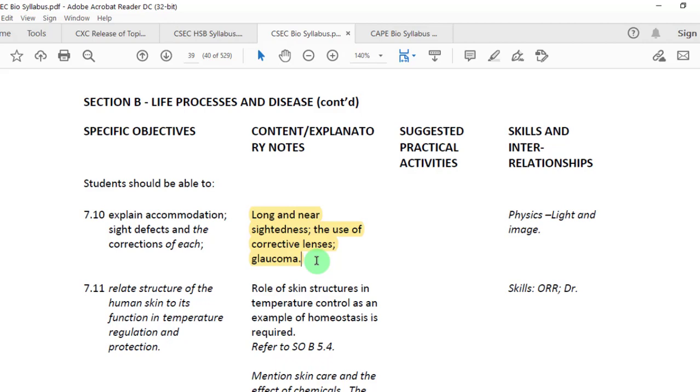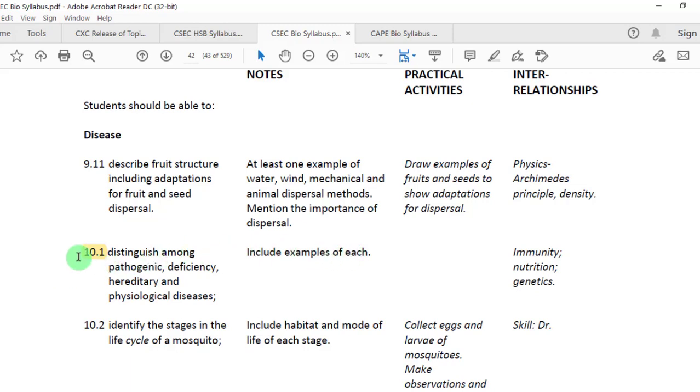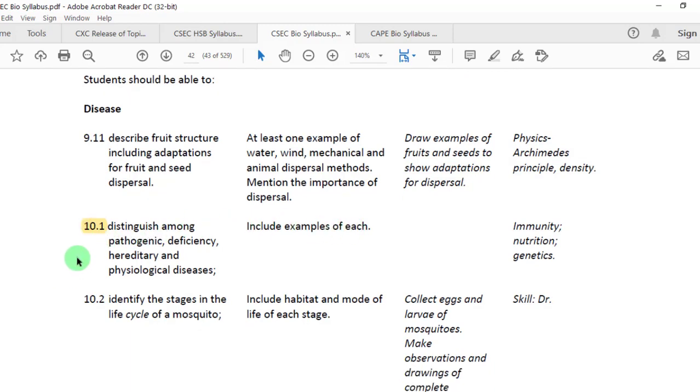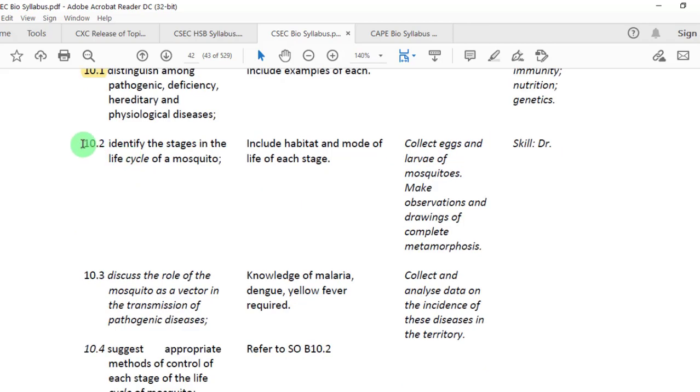The next topic is disease. So let's take a look at that. So as for paper 2, you are looking at the objectives 10.1, anything with 10, 10.1, 10.2, etc. See, for example, 10.2. Why? Because of this. So you may be called upon to draw the life cycle of the mosquito or label a drawing. They may give you a drawing of the life cycle or an incomplete drawing and you have to complete it, or you have to name the stages, things like that.